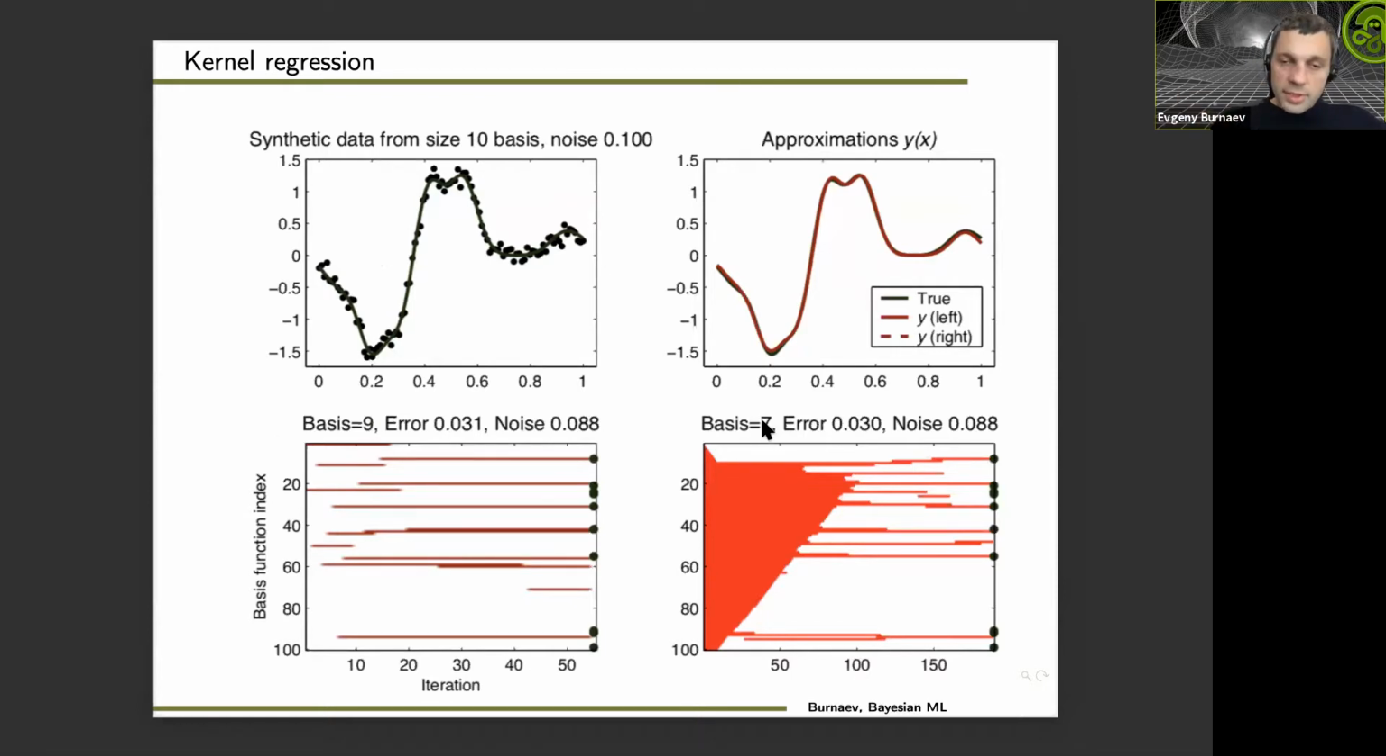And so this is the illustration that the algorithm, there can be several solutions which are more or less equivalent, and we can get these solutions starting from different initializations.